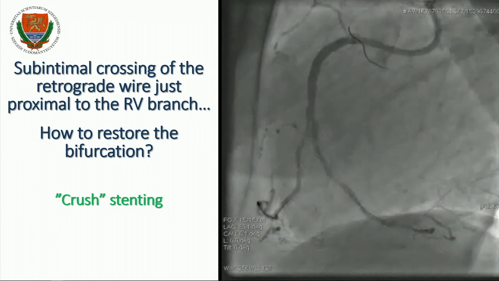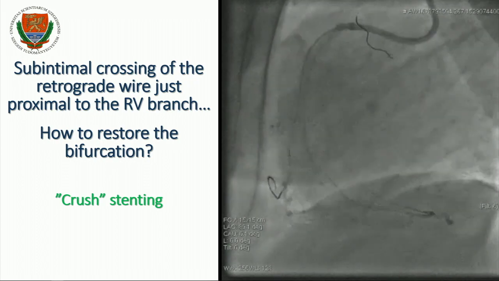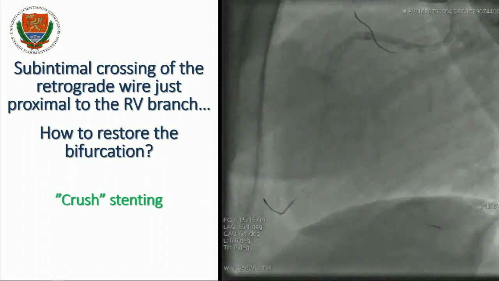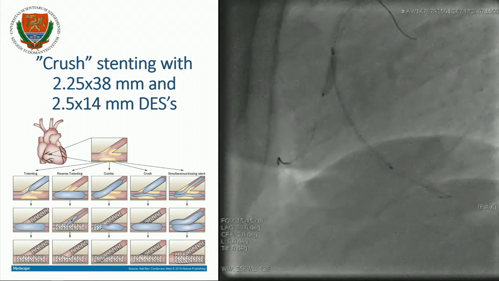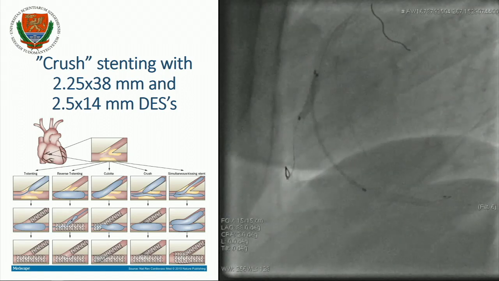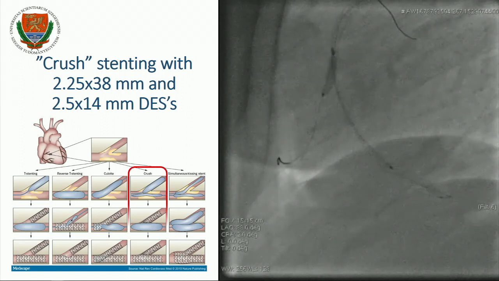Because the branch was quite big, we decided to go with a two-stent technique, namely the crush stenting. So we did the crush stenting with a 2.25 by 38 millimeter DES and a 2.5 by 14 millimeter DES in the side branch.